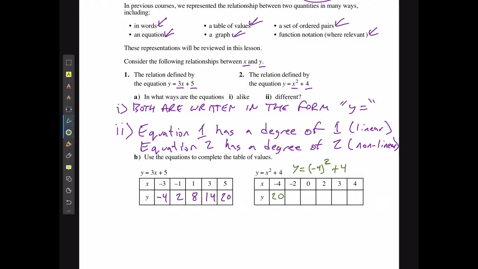Negative 2 squared plus 4 is going to give me 8. 0 squared plus 4 is going to give me 4. 2 squared plus 4 is going to give me 8. 3 squared plus 4 is going to give me 13. And 4 squared plus 4 is going to give me 20.